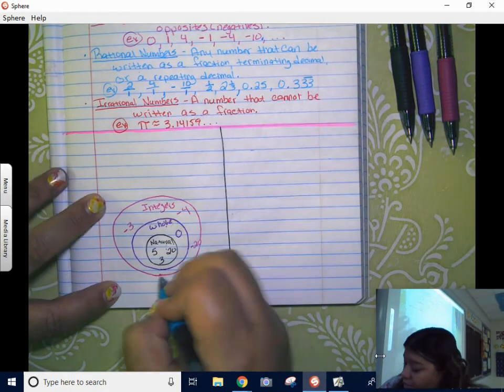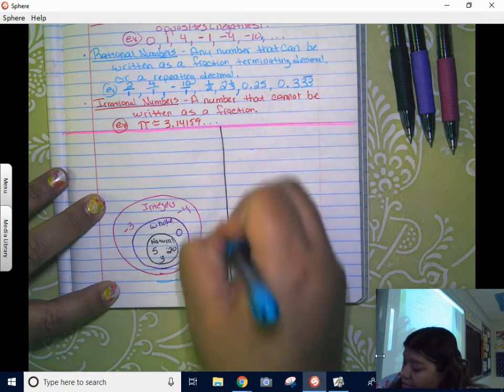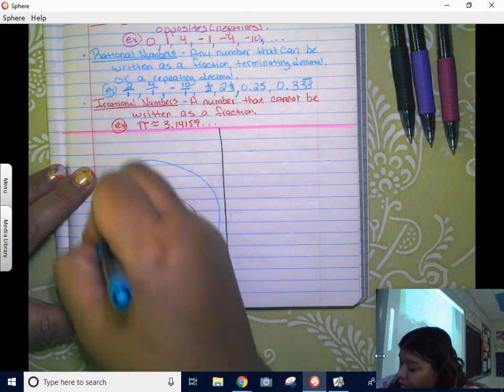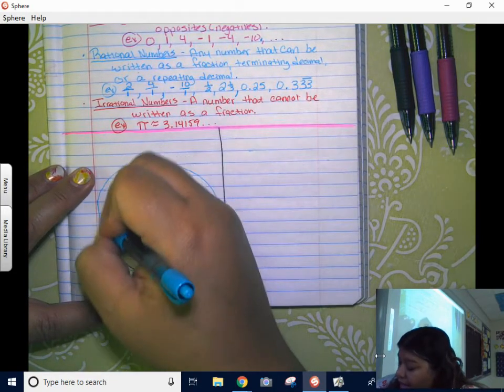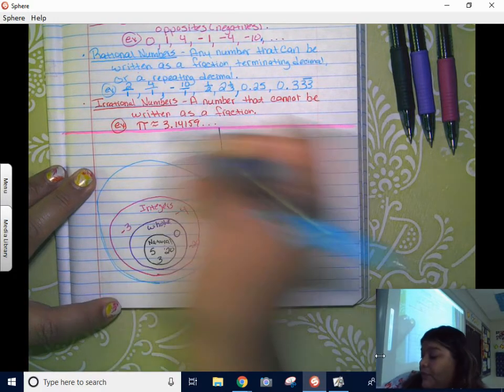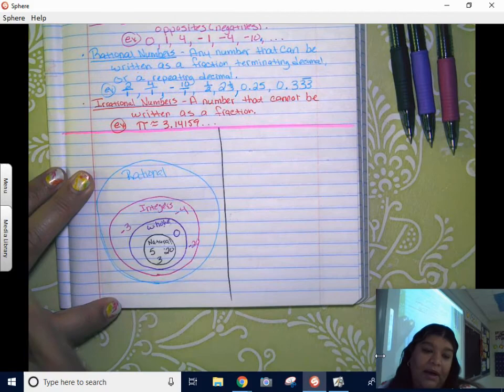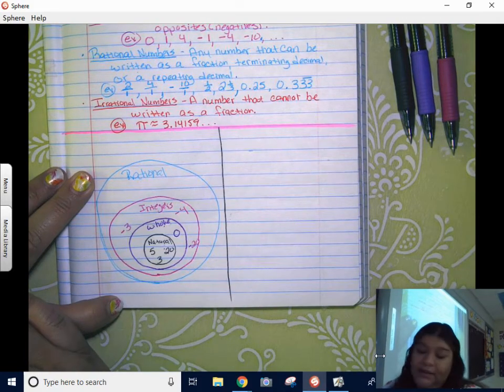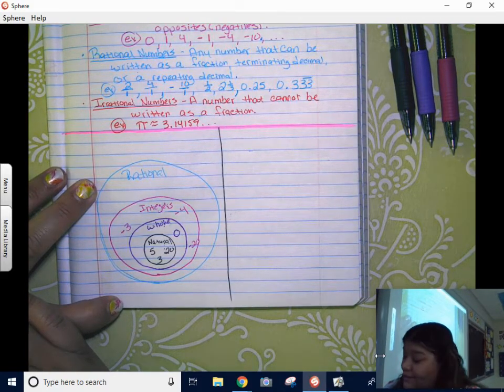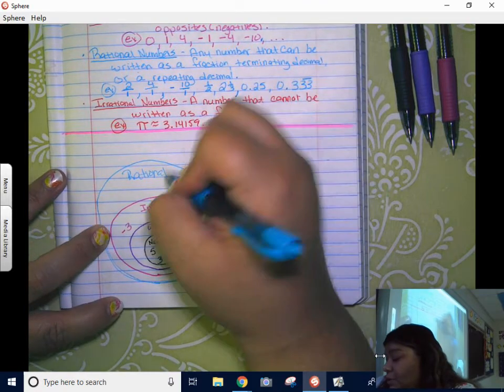Now, the last group, remember my Hufflepuff group? They are the rational numbers. So this is going to be the biggest circle of them all because he lets everybody in just about, okay? Everybody but pi, okay? So pi's not invited. Cake is invited, but pie's not. I know, it's a corny joke.